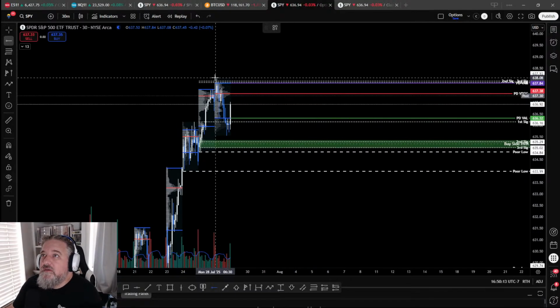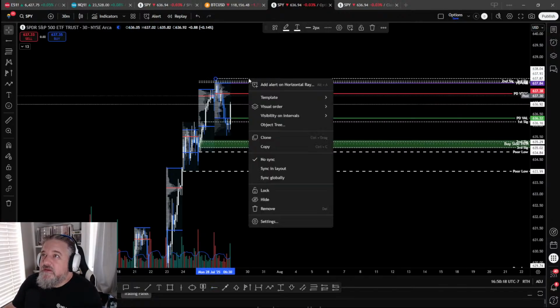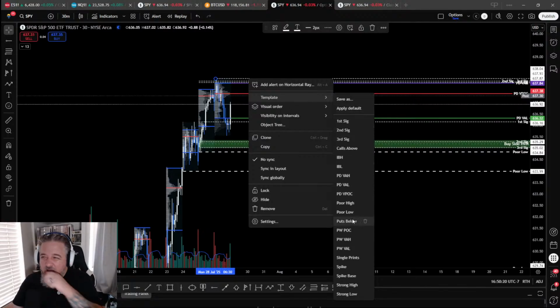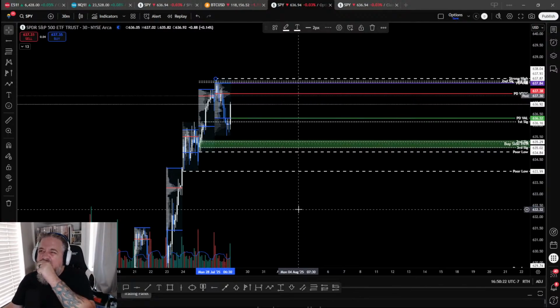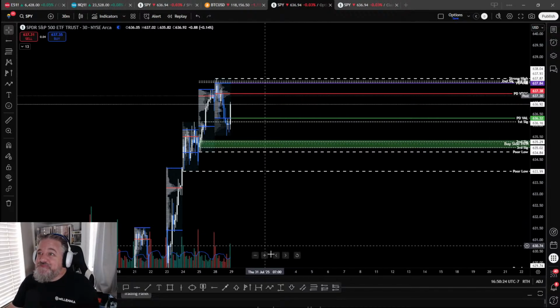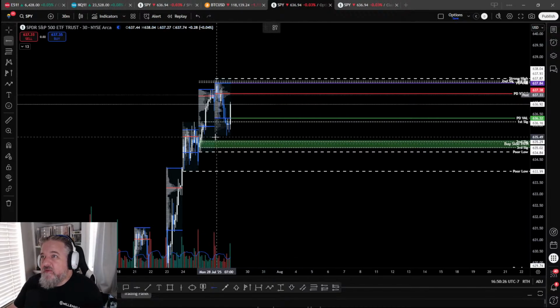At the top here we have a strong high. And down here at the bottom we have a strong low.